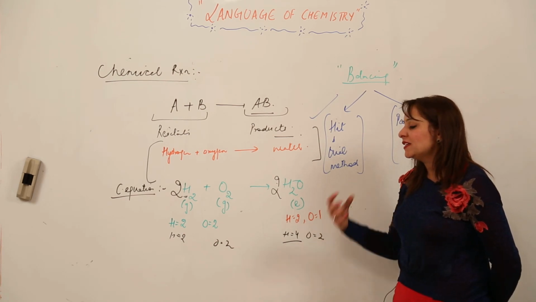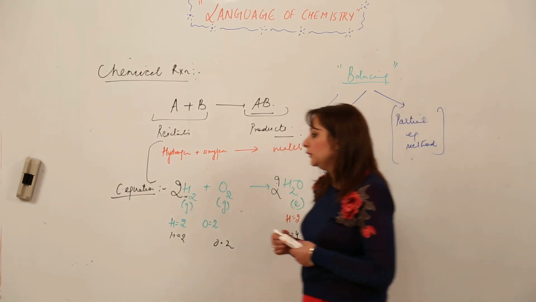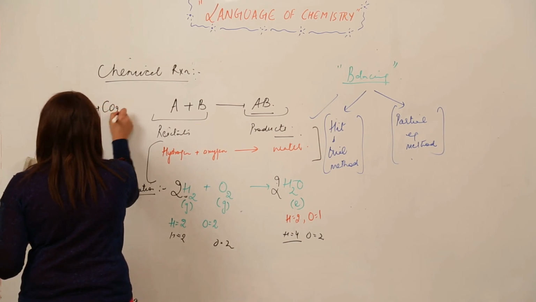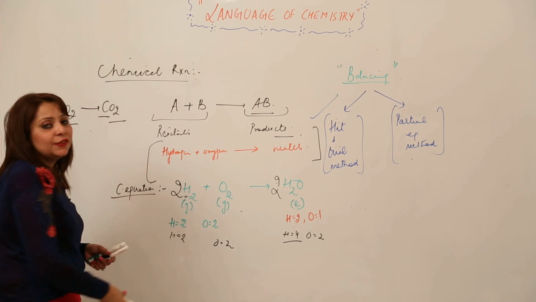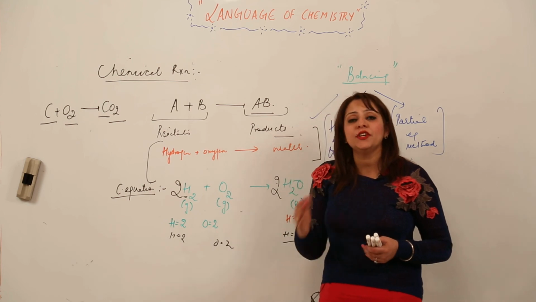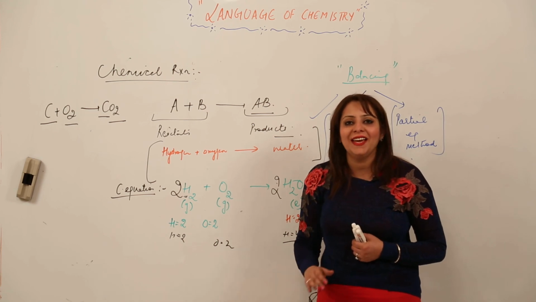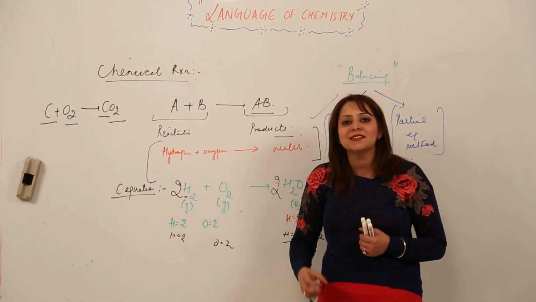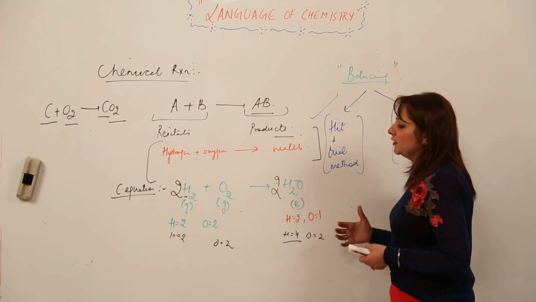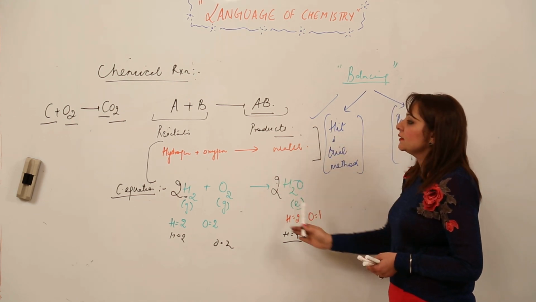But balancing is not always required, because sometimes the equations are already balanced. For example, in the case of C plus O2 giving CO2, you can see there is one C and one C, and O2 and O2. So this reaction is already balanced. Balancing is required only where the atoms on the left and right sides are not balanced. If they are balanced, then don't balance it again, or don't think that you need to balance it. We just need to balance whenever it is required, right? So this is the first method, the hit and trial method, by which you can balance a chemical reaction.